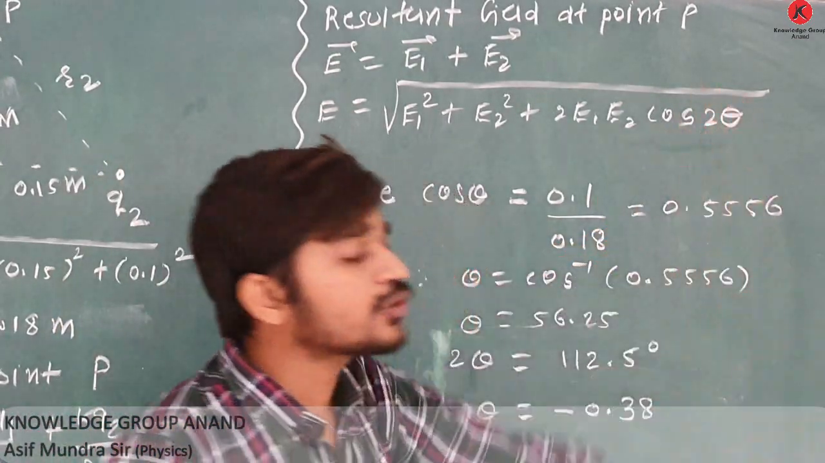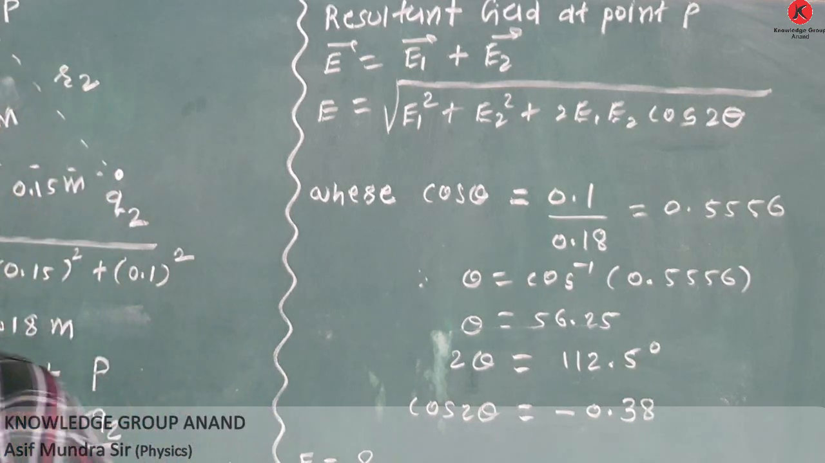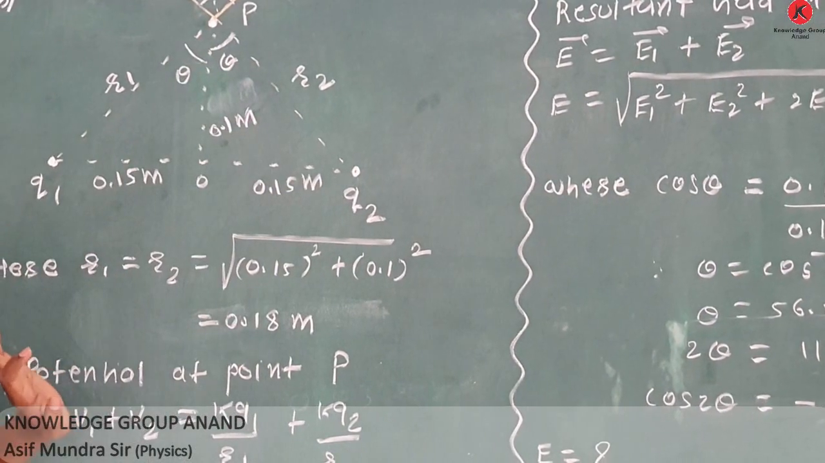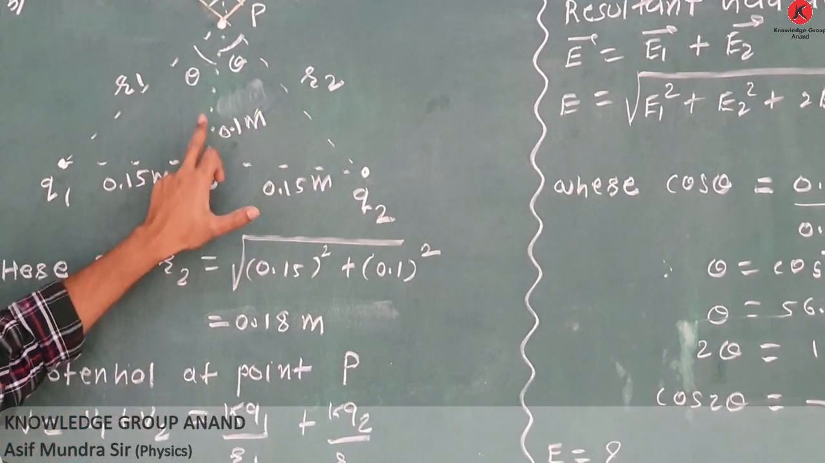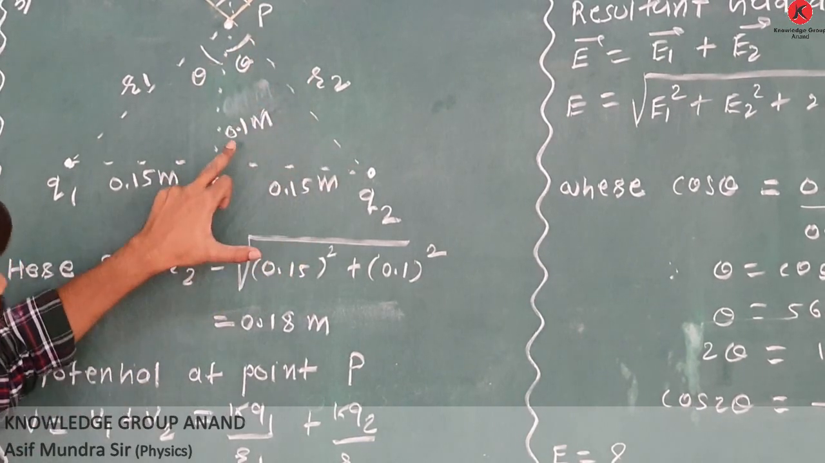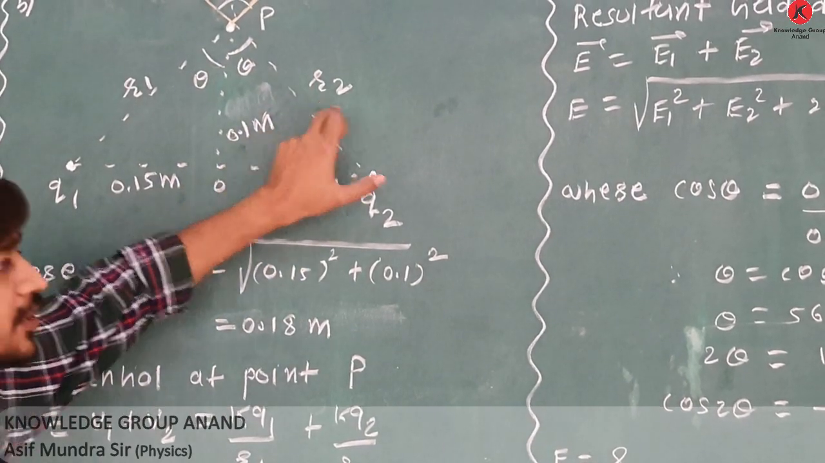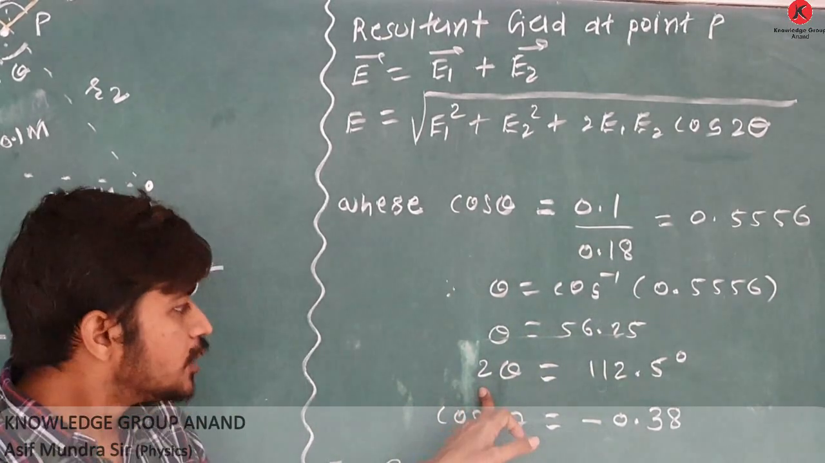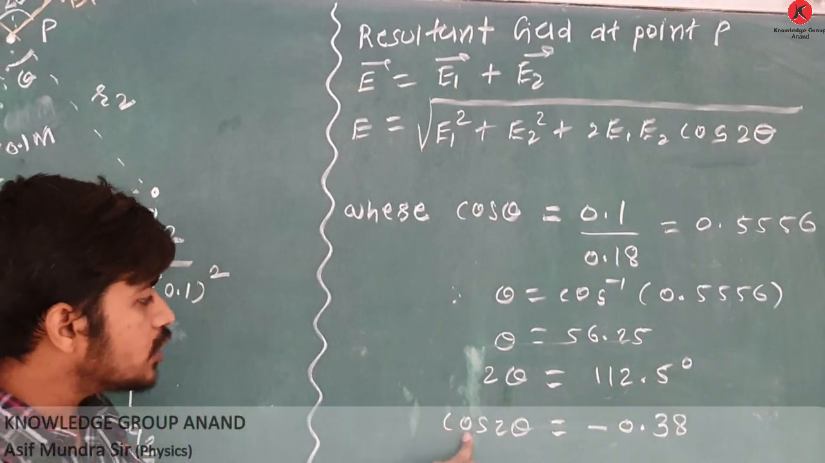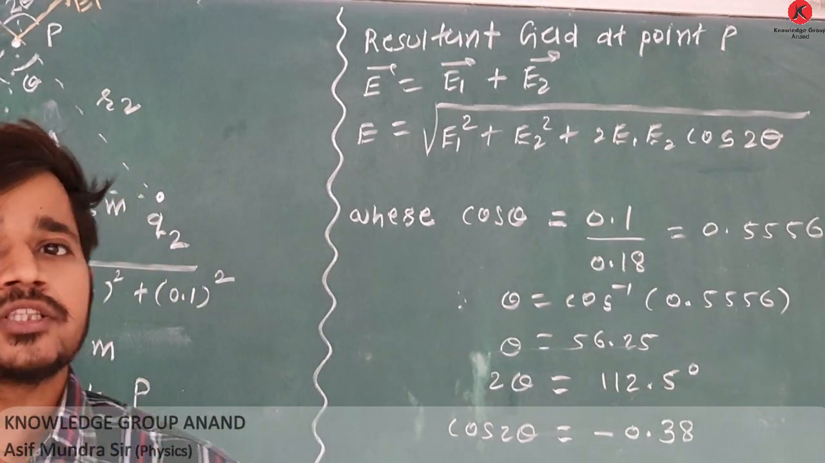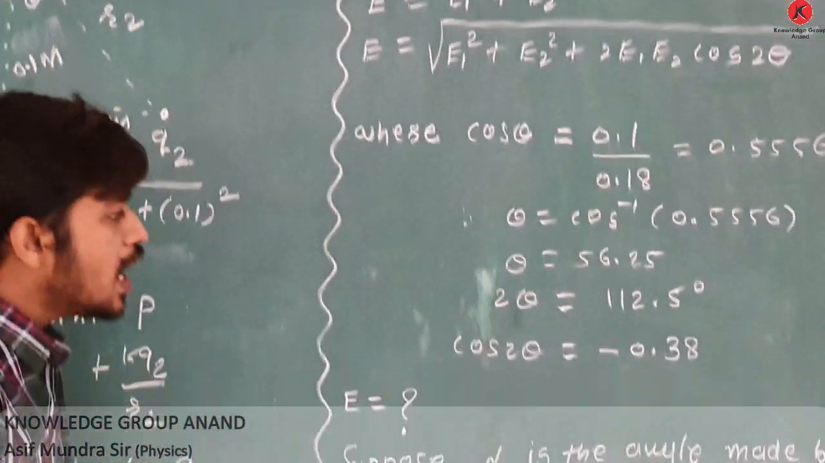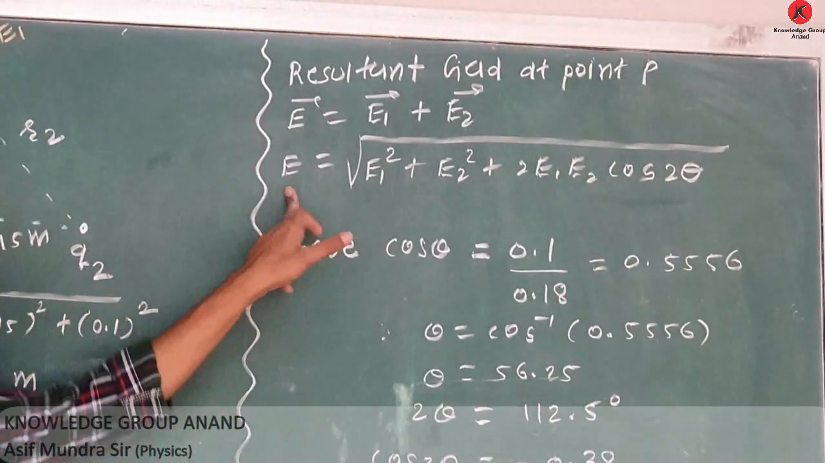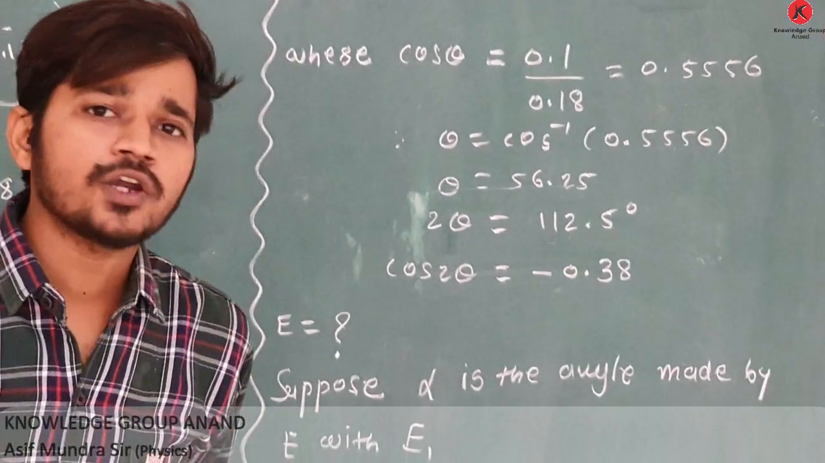Then now we have to find what is value of cos theta. Again from figure, see, we have assumed that this is angle theta. In this right angle triangle, apply cos theta. Then cos theta is equal to adjacent side upon hypotenuse. Okay, there it is 0.1 divided by R2. R2 means 0.18. You will get 0.5556. Find value of theta, 56.25. 2 theta is 112.5 degree. Then cos 2 theta you will get minus 0.38. Okay, put value of cos 2 theta here. You will easily find what is value of E.